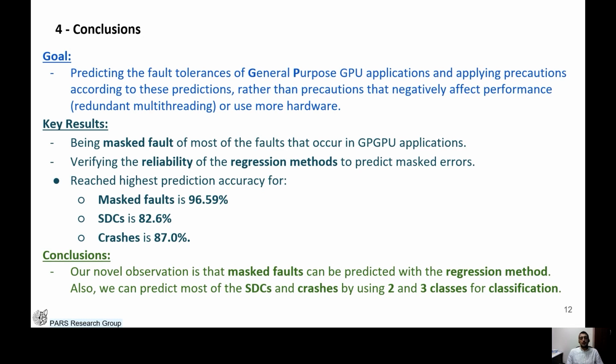To conclude, masked faults can be predicted with the regression models. Furthermore, developers can eliminate most of the SDCs and crashes by noticing the vulnerabilities to these errors via 2-class and 3-class classification experiments, by benefiting from the metrics from both the simulator and profiler.